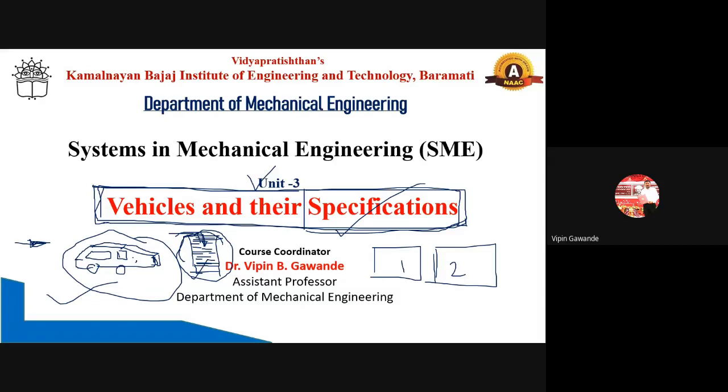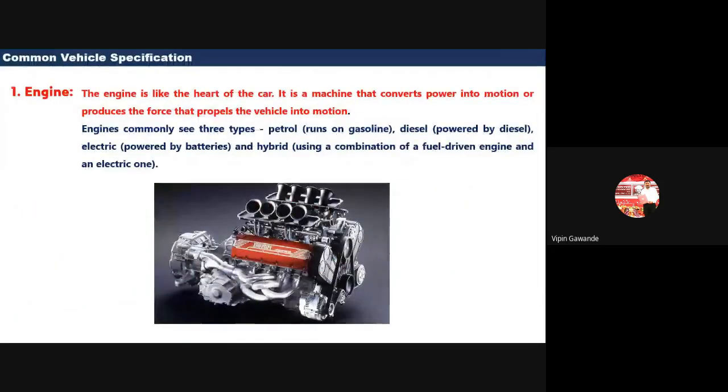Now, in today's lecture we'll see what is the meaning of the specifications that are mentioned on this particular leaflet. That may be for a two-wheeler, or that may be for a four-wheeler. Now let us start with the first one. So what is the first specification? That is related to the engine.